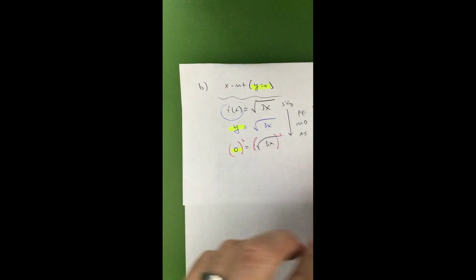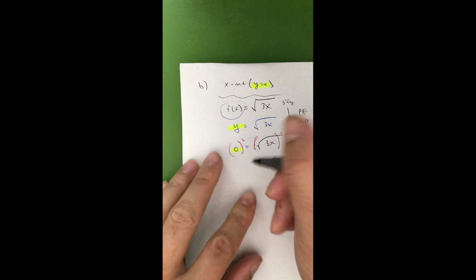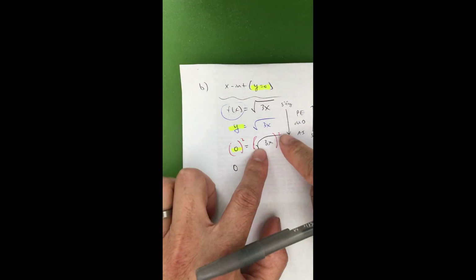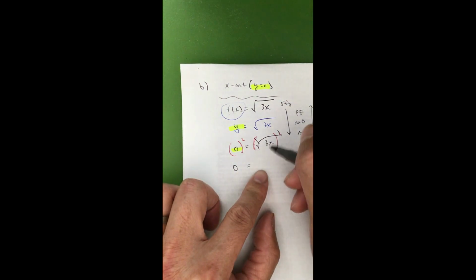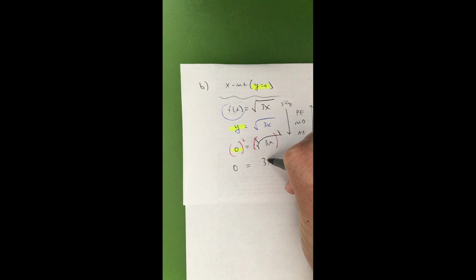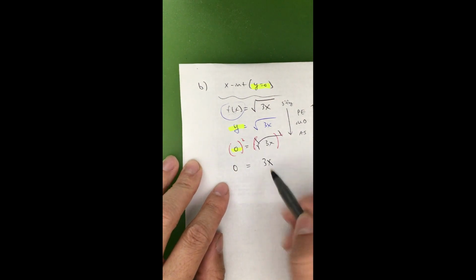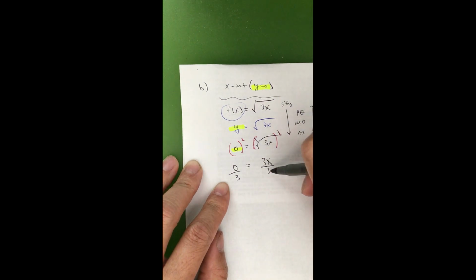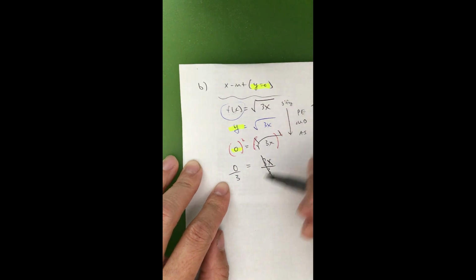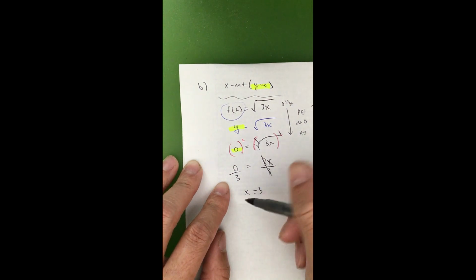Zero squared is 0. The power of 2 and the radical cancel, and I'm left with 3x. And I'm just solving for x. I'm going to divide by 3. 3 divided by 3 is 1 here, so it cancels. In this case, the coefficient equals 1, so x is equal to 3.